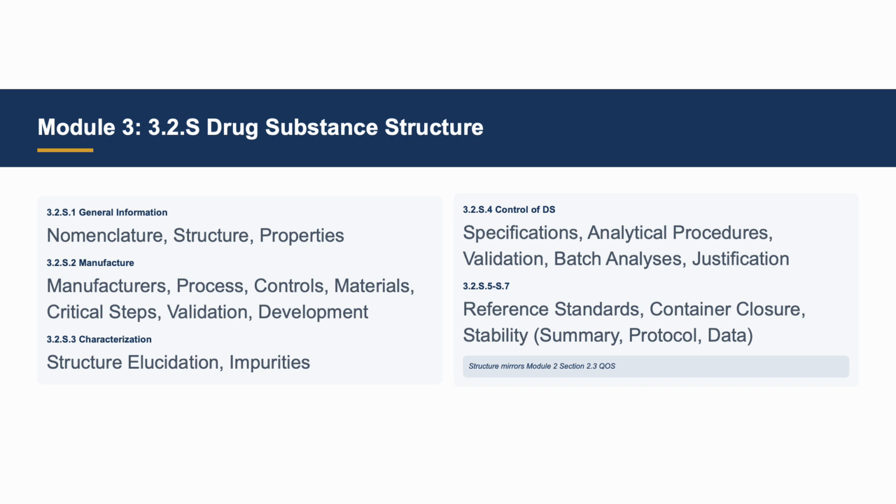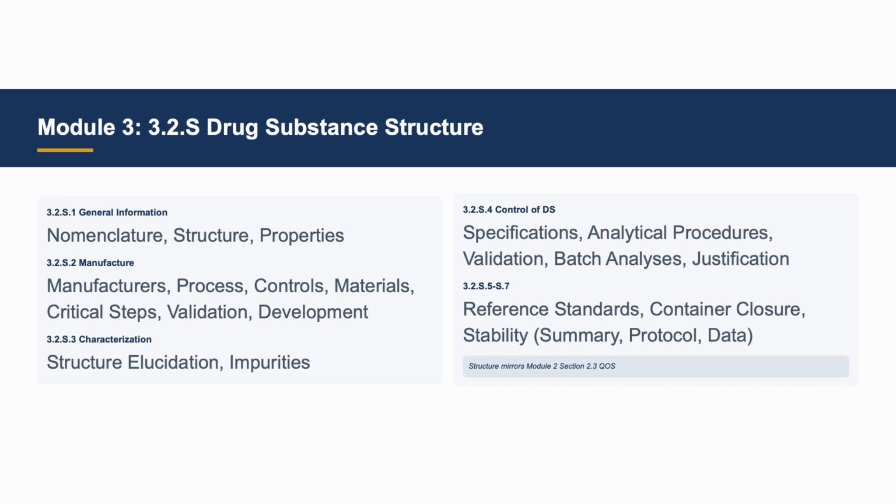Section 3.2.S.4 covers control of drug substance, including specifications, analytical procedures, validation of analytical procedures, batch analyses demonstrating consistency, and justification for the proposed specifications. Section 3.2.S.5 describes reference standards or materials used for testing.